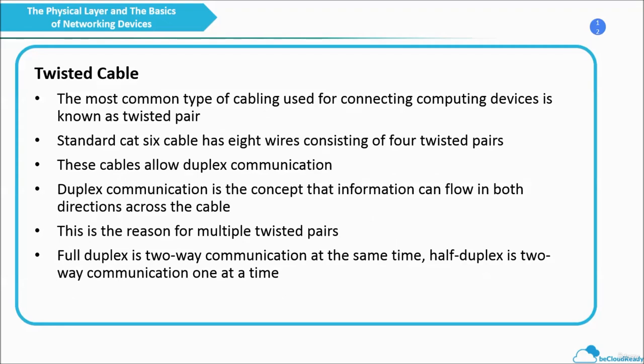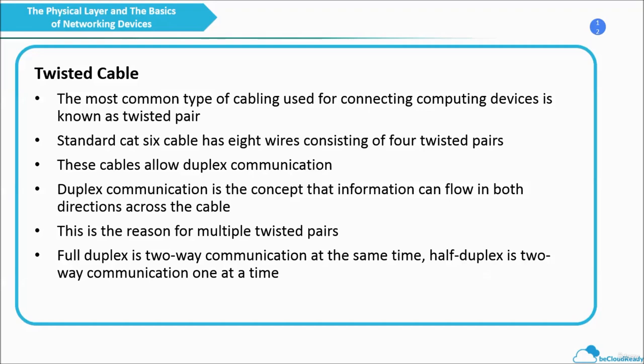The most common pair of cabling used for connecting computing devices is known as the twisted pair, and the standard Cat6 cable has 8 wires consisting of 4 twisted pairs, and these Cat6 cables actually allow duplex communication. Duplex communication is an important concept to understand. This is when information can flow in both directions across the cable. This is the reason for multiple twisted pairs, as you have more pairs in order to send information.